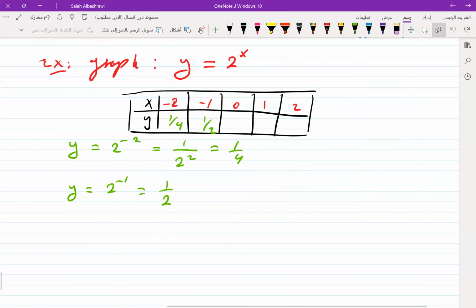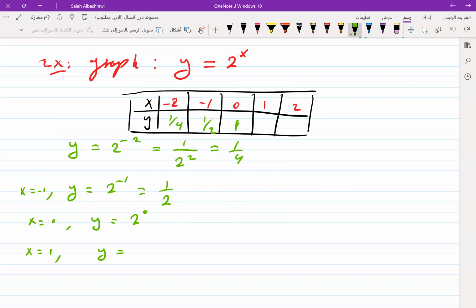Now third point, if x equal to -1. Now if x equal to 0, y will be 2 to power 0. And any real number with 2 power 0 will give me 1. Third point, if x equal to 1, then y is equal to 2 to power 1, which is equal to 2. So this is 2. And last point, if x equal to 2, I will have 2 to power 2, which is equal to 4.